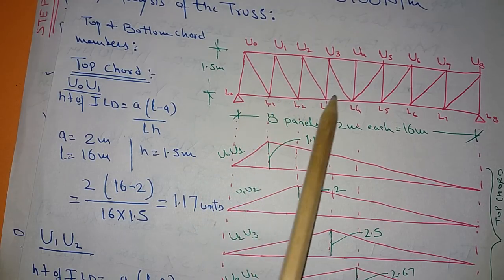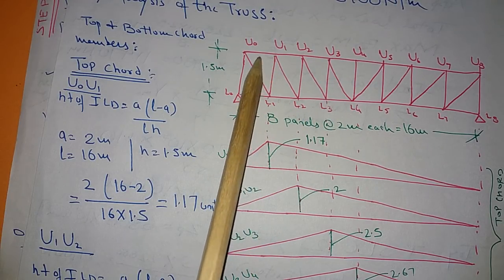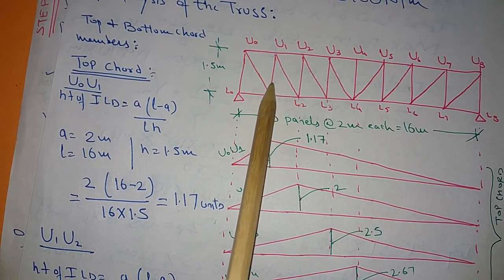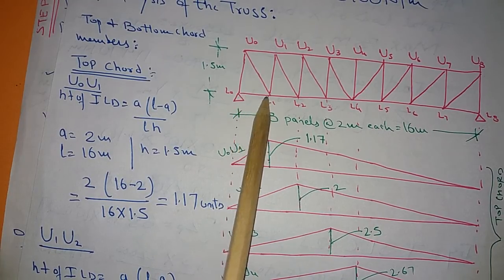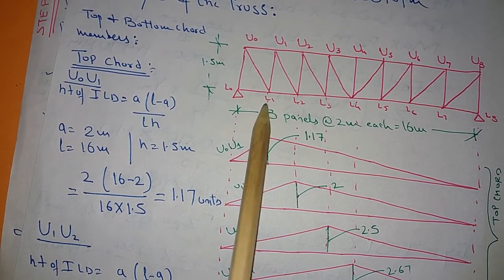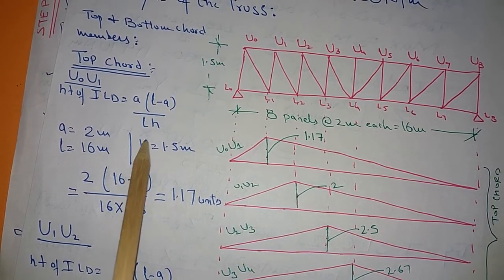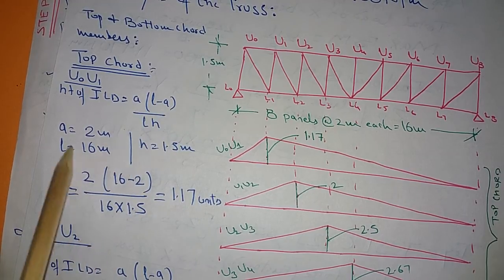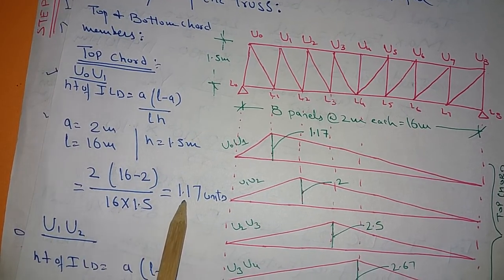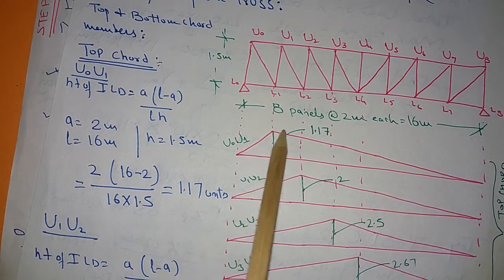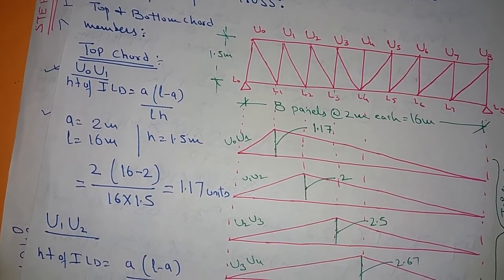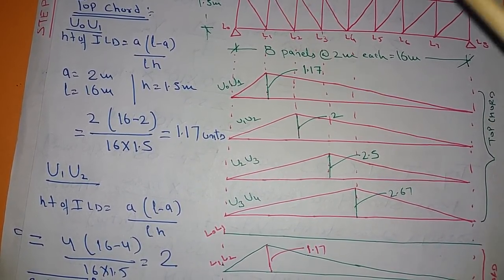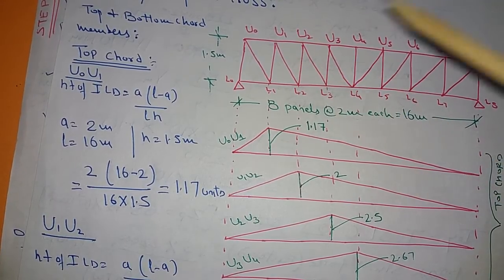Opposite side members are bottom chord on its right side. So it means U0, U1 have an opposite member, L0, L1, and the right side is L1. So this is A. Okay. L is 16 meter, H is 1.5 meter, right? So put all the values in the formula. So it is 1.17 units like this. So triangle will be like this. Is it clear? Now it will be more clear with U1, U2.